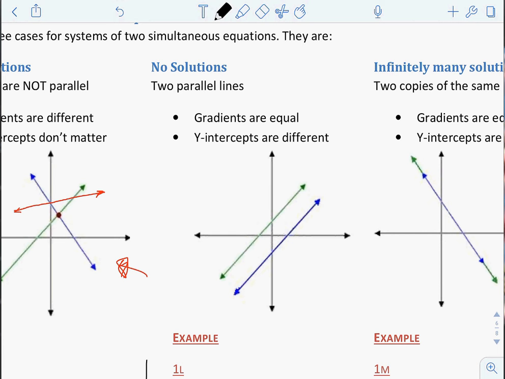What this means is that the gradients must be the same, i.e. parallel lines, but the y-intercepts must be different. We can't have two lines with the same y-intercept and there to be no solutions. We'll look at that case in a second where the y-intercepts are the same. So for no solutions, gradients are equal, y-intercepts are different. Might just add to this past one, gradients are different.